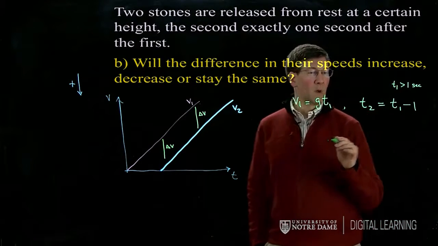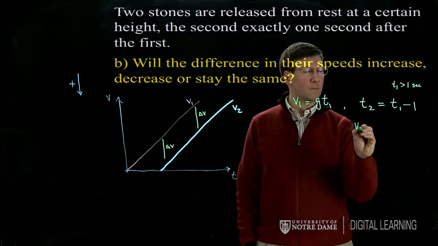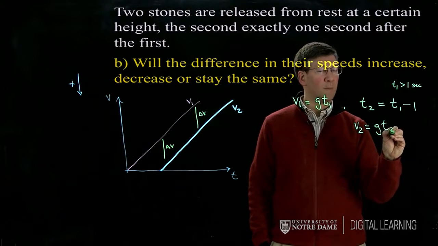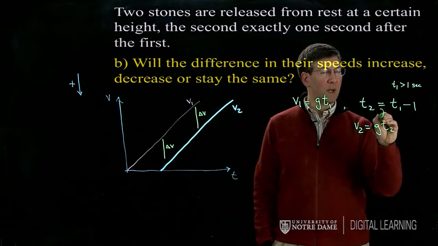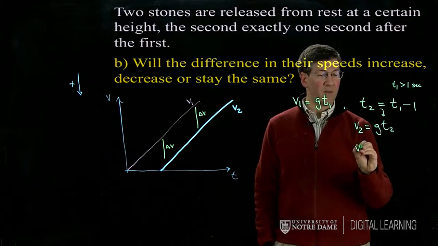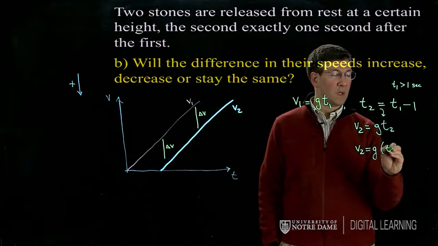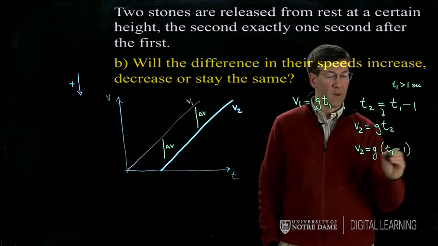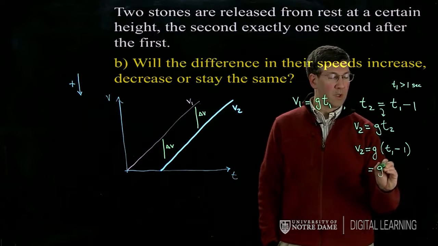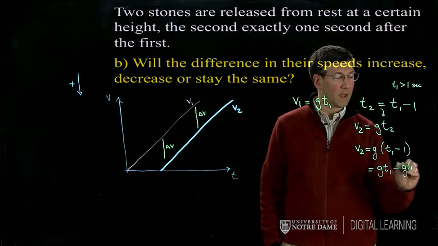Now that we know that's true, we can write that v2 is equal to g times t2. I can substitute this equation in for t2. So I know that v2 is equal to g times (t1 minus 1). If I multiply that out, I get that v2 is equal to g t1 minus g times 1 second.